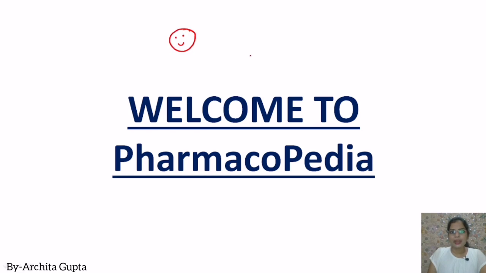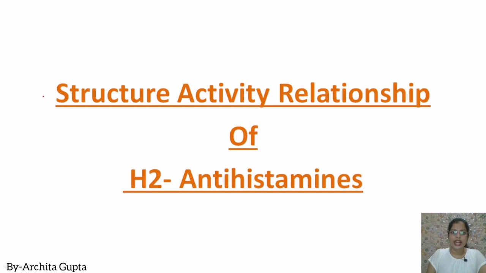So this is lecture number 2 of the Medicinal Chemistry Series. In the previous lecture, we discussed the SAR of H1 antagonists and their classification. We also saw histamine and its synthesis. In today's lecture, we'll be discussing the structure-activity relationship of the H2 antihistaminics. But before that, we'll see what H2 antihistaminics are.